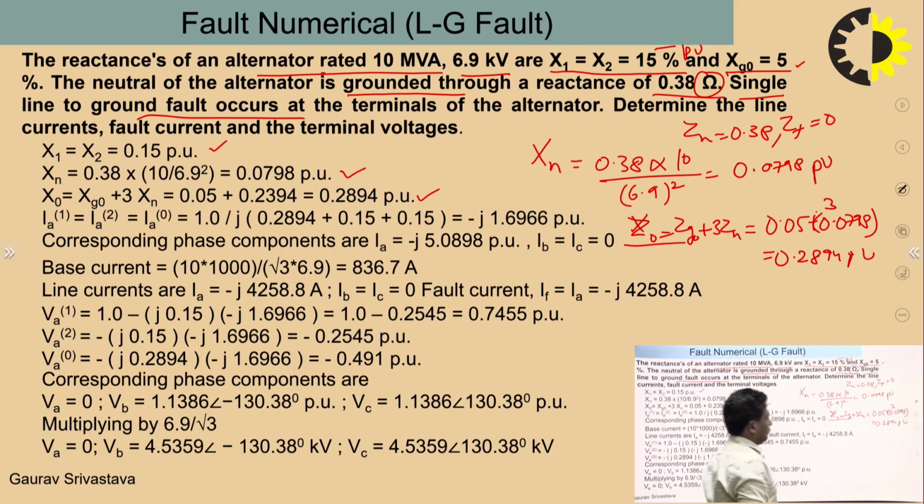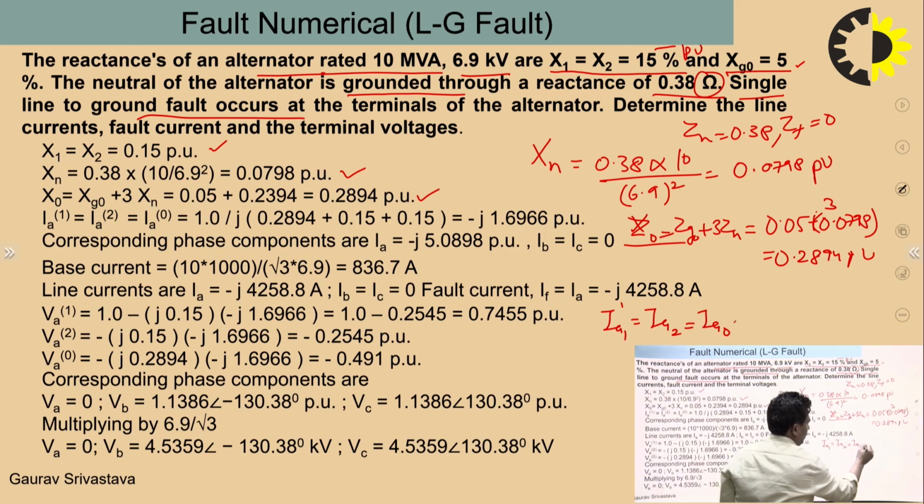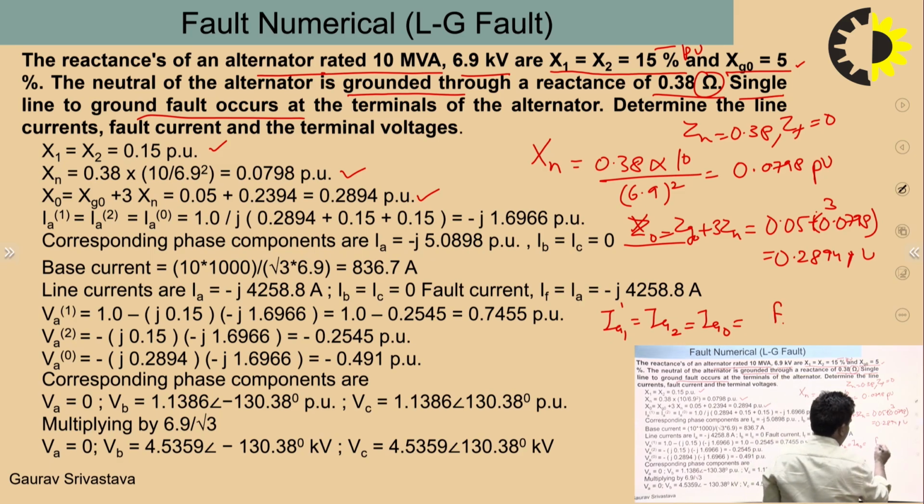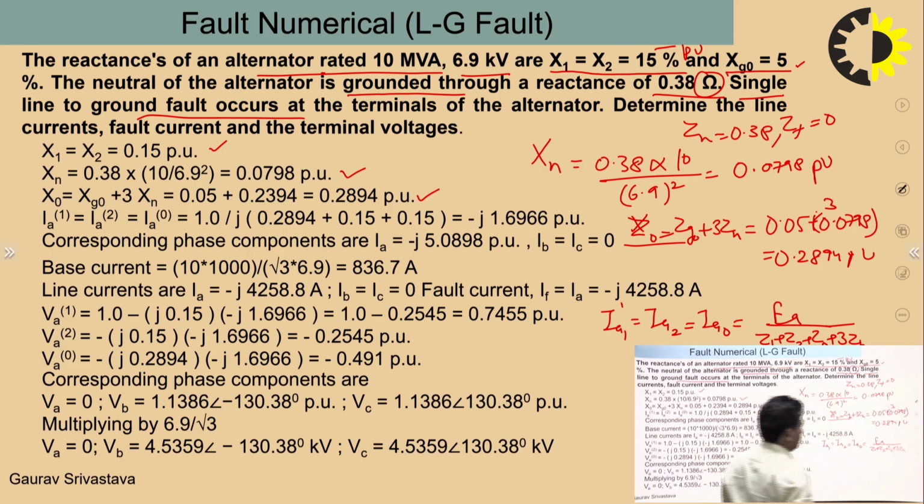So we have calculated Z0, and Z1 and Z2 are also given. So how do we calculate the fault current? IA1 is equal to IA2, which is equal to IA0. We have already derived in the equation that these values become EA upon Z1 plus Z2 plus Z0 plus 3 Zn. Here ZF is 0, so we are taking EA as 1 per unit.